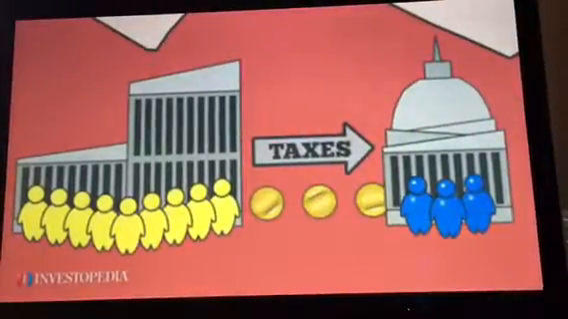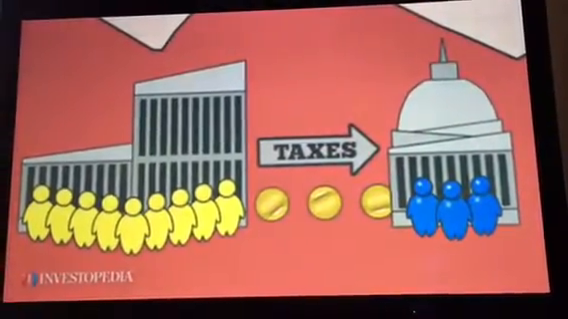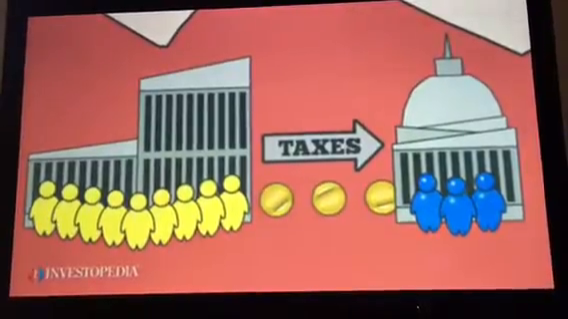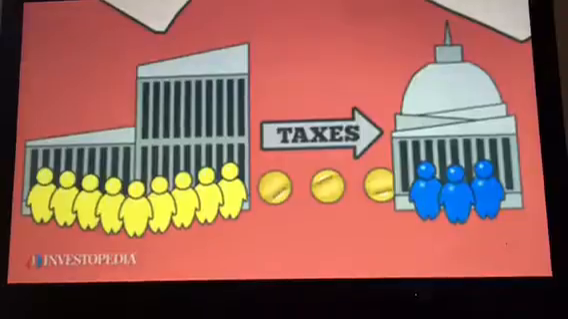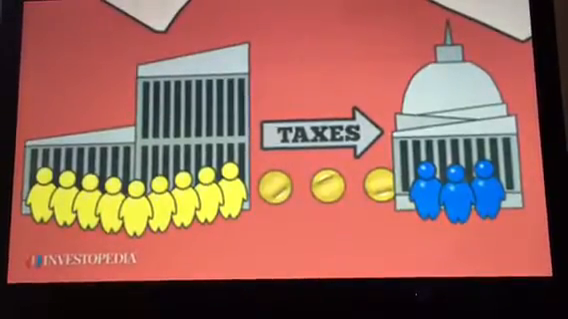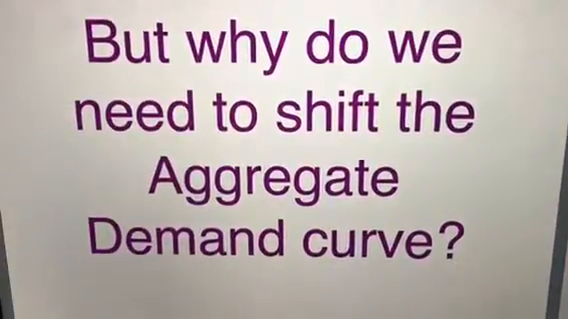In macroeconomics, there's an important economic concept known as fiscal policy. Fiscal policy is the use of taxes, government transfers, or government purchases of goods and services to shift the aggregate demand curve. But why do we need to shift the aggregate demand curve?